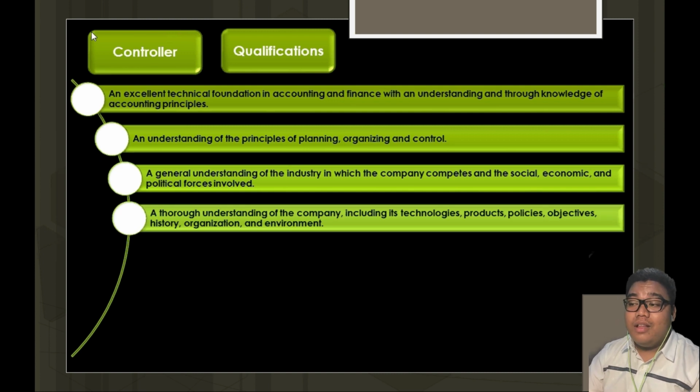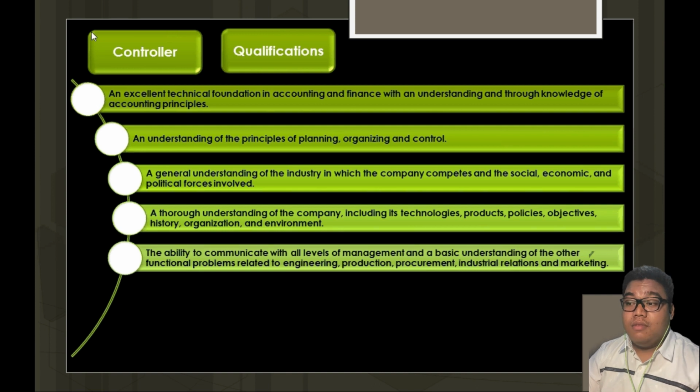Thorough understanding of the company, including technology, product plus policies, objectives, history, organization, and environment. Actually, everyone who is involved in the transactions of the organization should be well aware of how they operate.